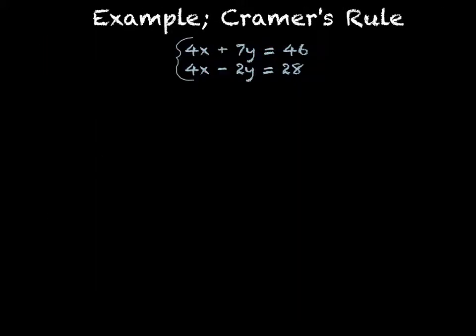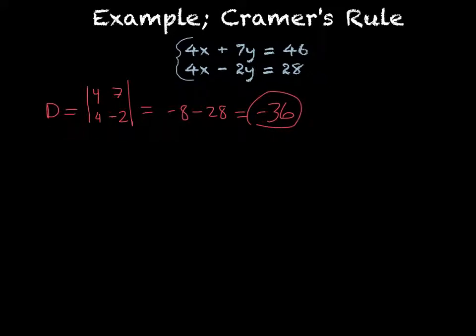So let's do an example using Cramer's rule. We have the system 4x plus 7y equals 46 and 4x minus 2y equals 28. The first thing I want to do is find my D, which is the determinant of my coefficient matrix, 4, 7, 4, negative 2. That would be 4 times negative 2, which is negative 8, minus 4 times 7, which is 28. Negative 8 minus 28 is negative 36. So that's going to be my denominator.